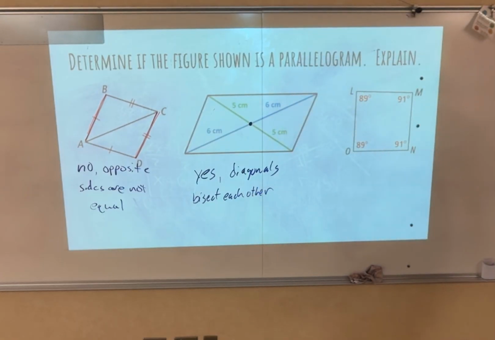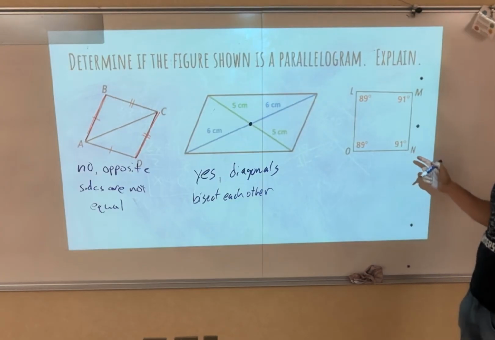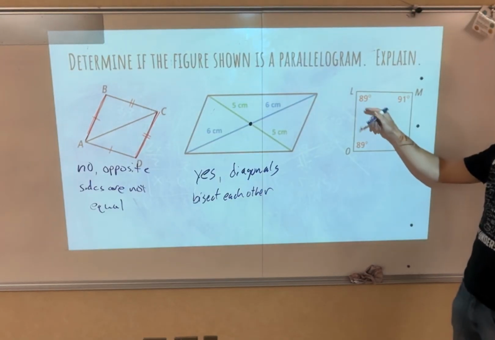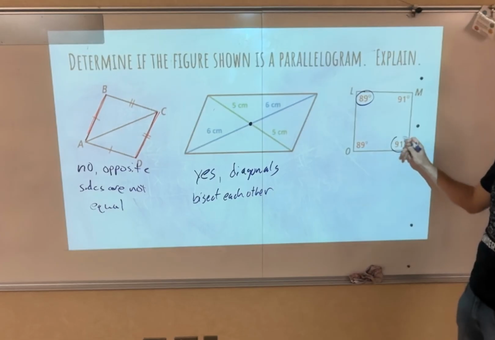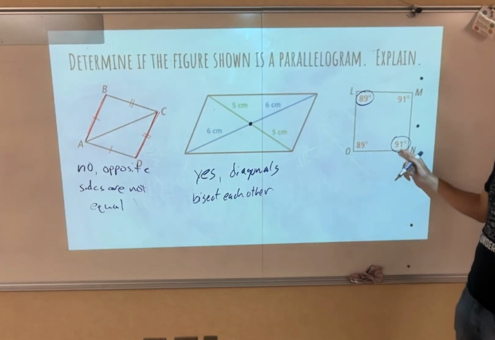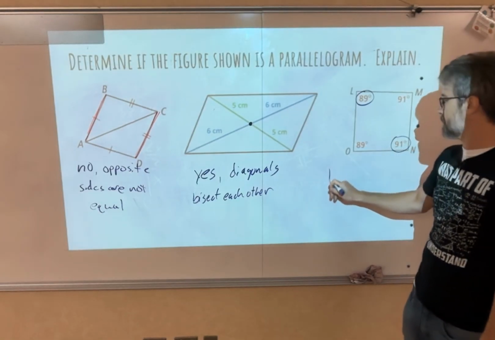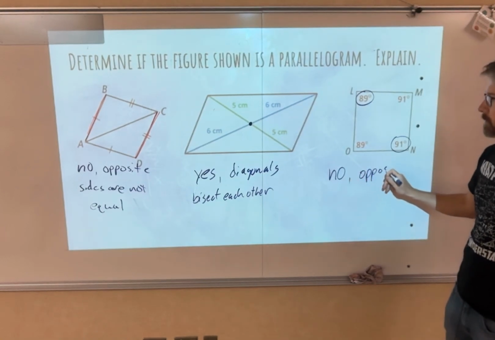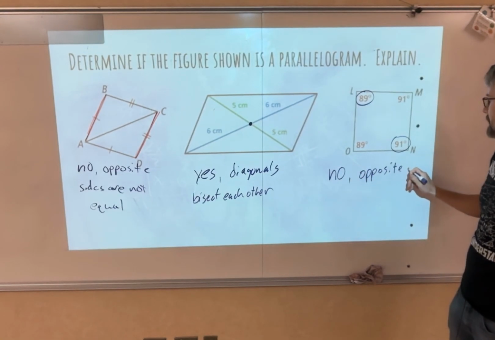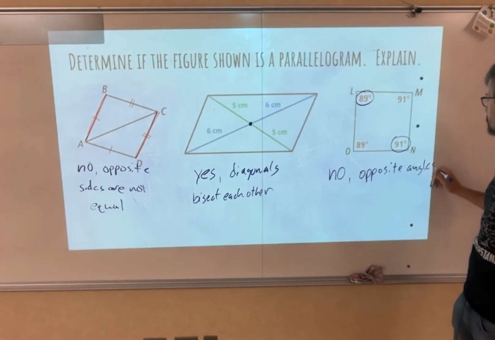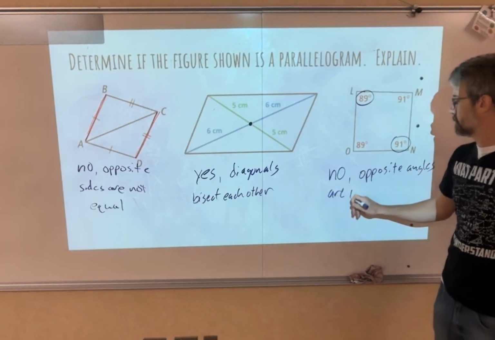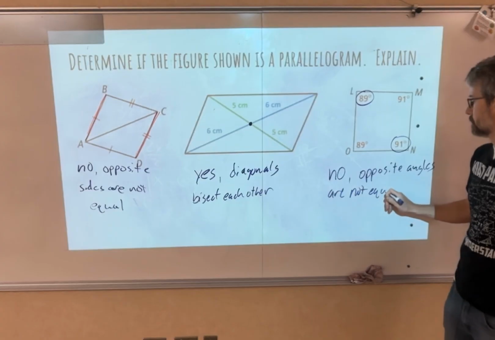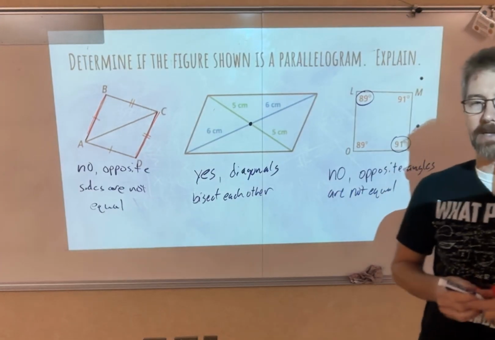All right, then our next one, we've got some equal angles, but they're not the opposite angles, right? So this angle should equal the one across from it, and those ones are not equal. So this is definitely not a parallelogram. So our opposite angles are not equal, is why it is not.